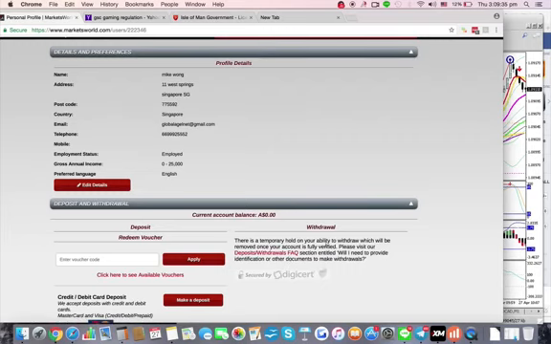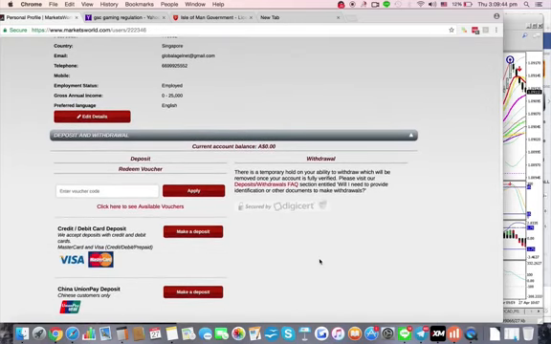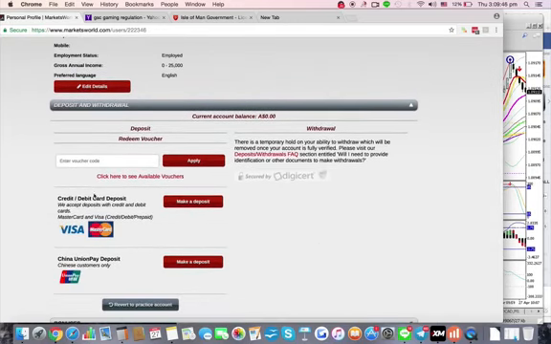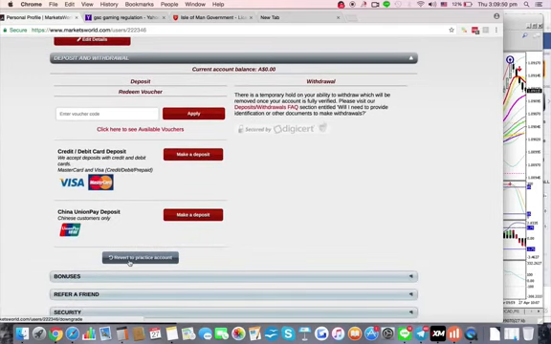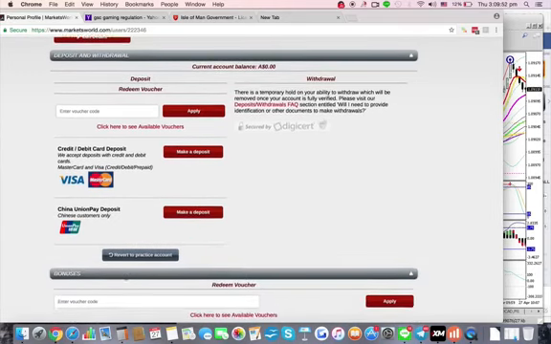Okay, there's a temporary hold in your ability to withdraw, which will be removed once your account is fully verified. Please check out the deposit withdrawals FAQ. I'll certainly be looking at that. Okay. Now, deposit methods. We've got credit card, we've got Union Pay, and you can click revert to practice account at any time. The bonuses.